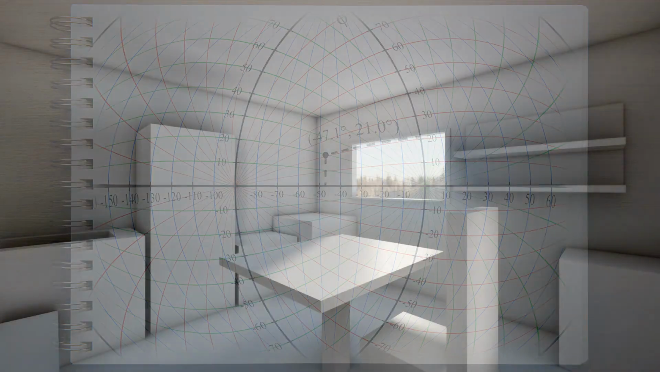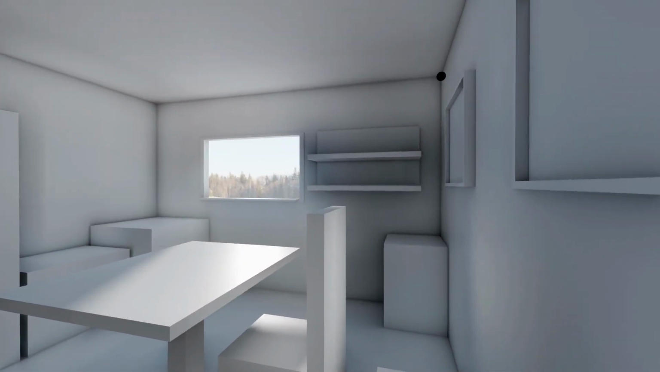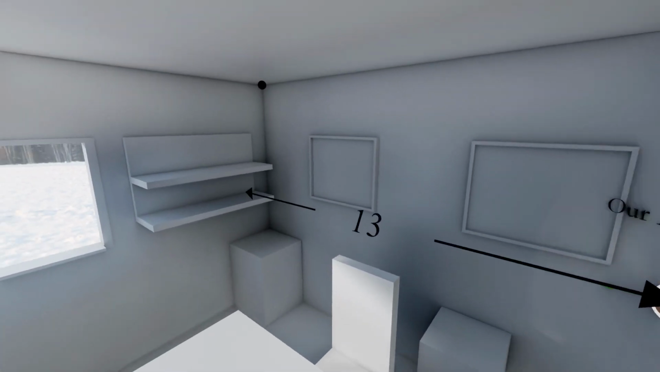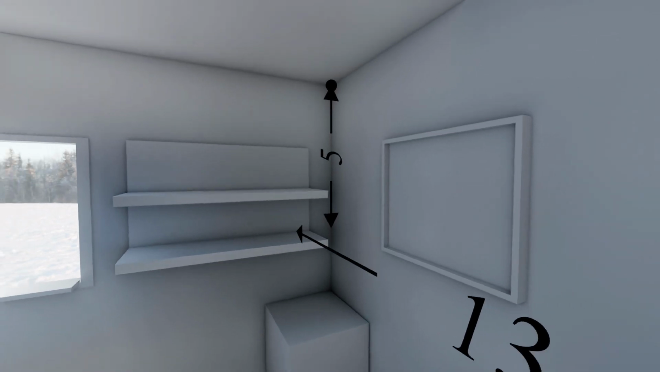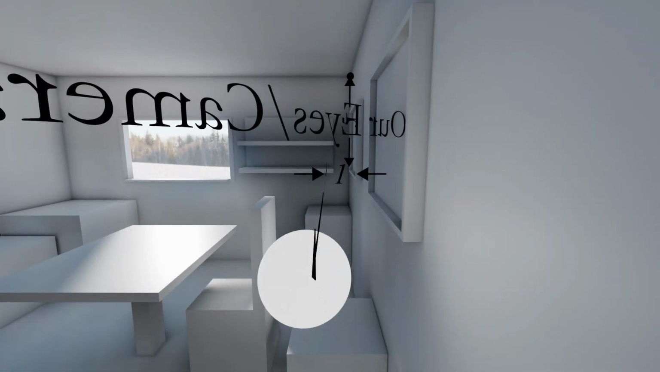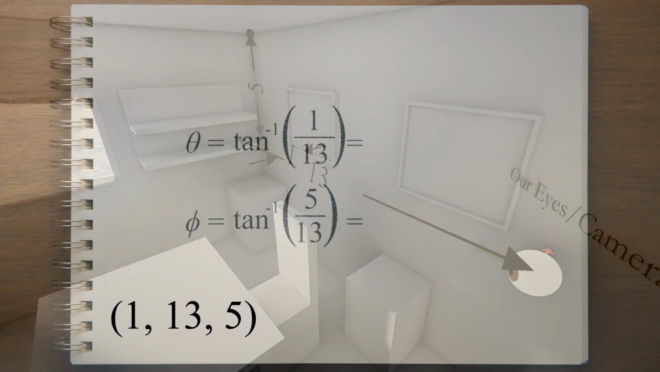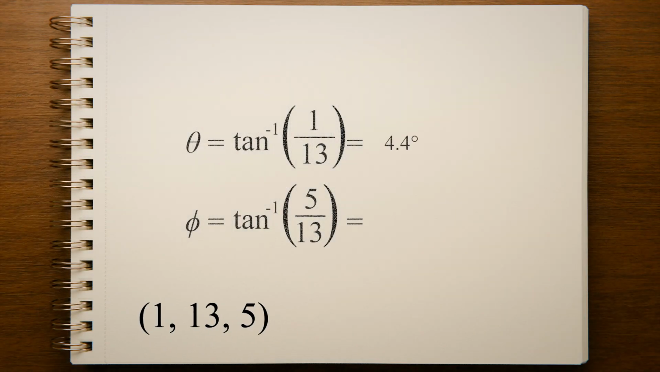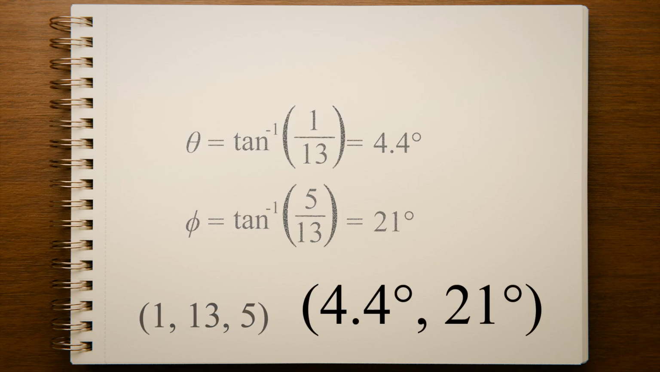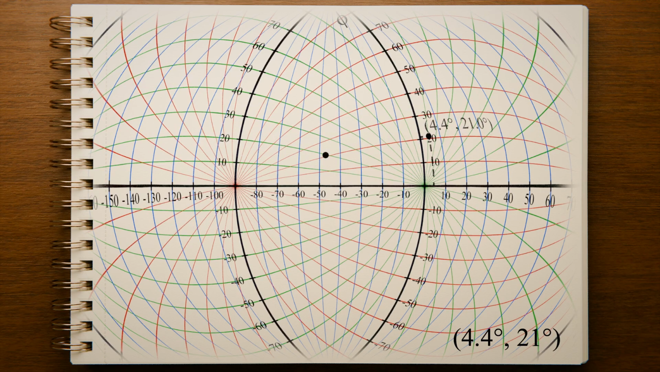Let's do another one. This point right here is still 13 feet forward and 5 feet above our eye level, but now it's 1 foot to the right. So we have the coordinate 1, 13, 5. And if we do our trig calculations, then that gives us the 2D coordinate 4.4, 21. So we can go ahead and put that right here on our page.